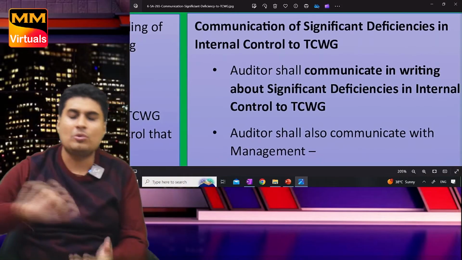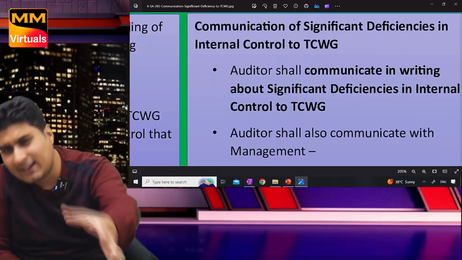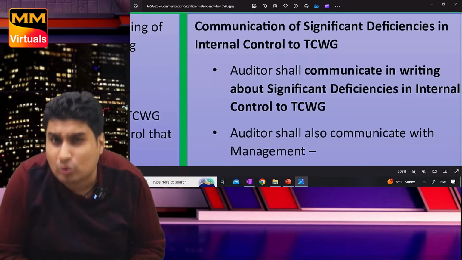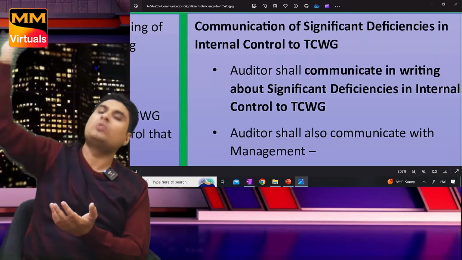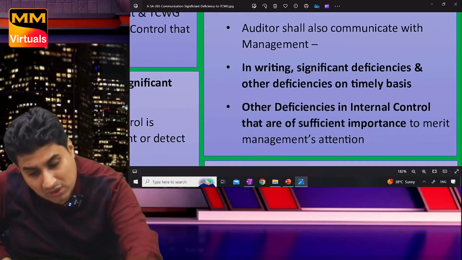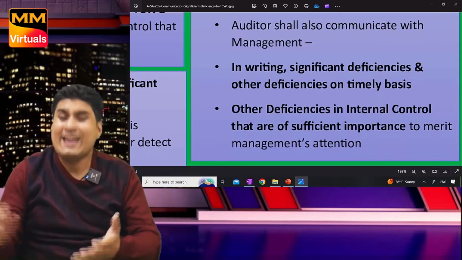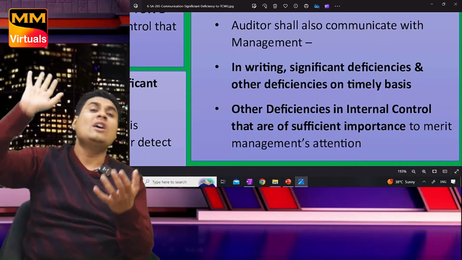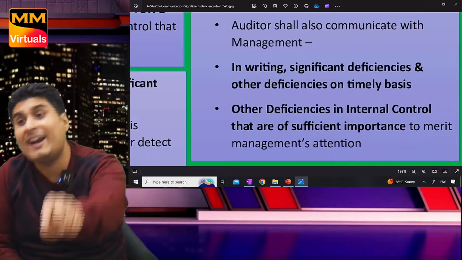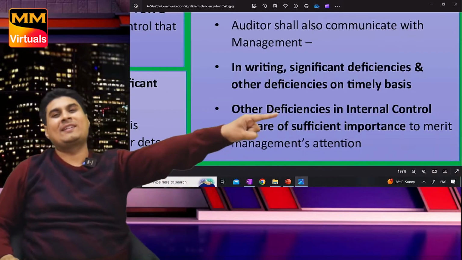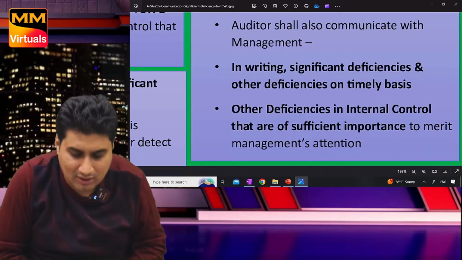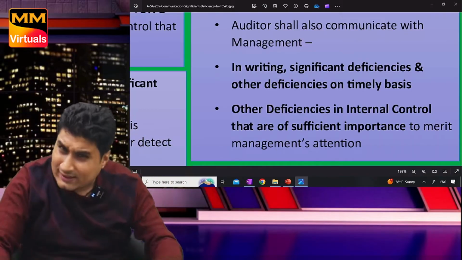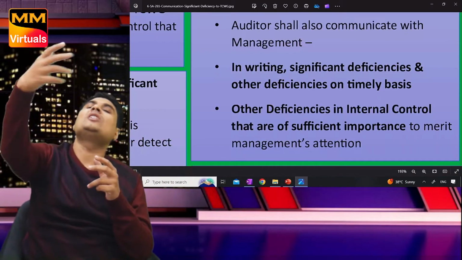Okay, auditor will communicate in writing significant deficiencies in internal control to those charged with governance. See, in writing, I have to write significant deficiency to TCWG. Auditor will communicate with management. Which deficiency? In writing, significant deficiency. To management also I will give, provided it is not the deficiency of management. If management only has done mistake, I will not tell them their own mistake. Okay. Other deficiencies also I will tell to management that require management attention.